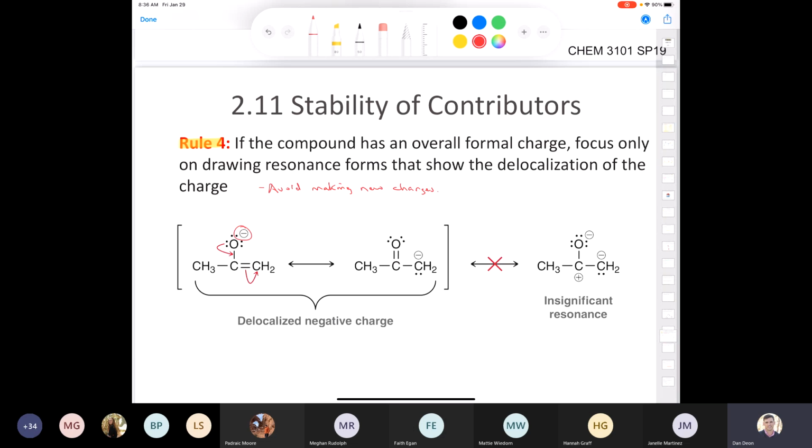Here we have one negative charge. Here we have one negative charge. Is there anything technically wrong with what's here? The answer is no, but you have 2 negative charges and a positive charge, and when we can get away with only 1 negative, we just don't make more charges for nothing. We don't create charges out of thin air. That's rule number 4.